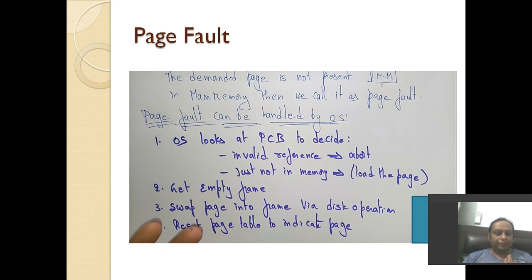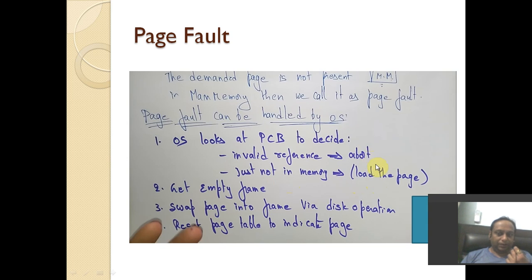So here are some points. First, the operating system looks at the PCB, the process control block, to decide, and control transfers to the operating system. The operating system will check for an invalid reference. Invalid reference means that the page is not available either in the main memory or in the secondary memory, then it will abort the process. There should be availability of the page either in the main memory or in the secondary memory. If that particular page is available in the secondary memory, meaning in disk memory, just not in the main memory, then it will start loading the page again.